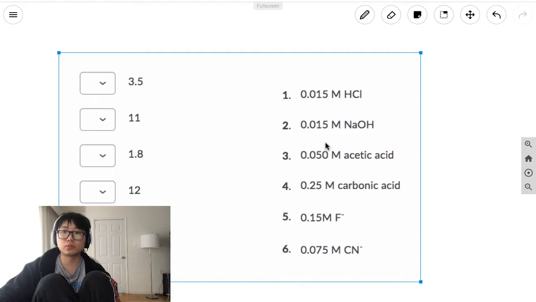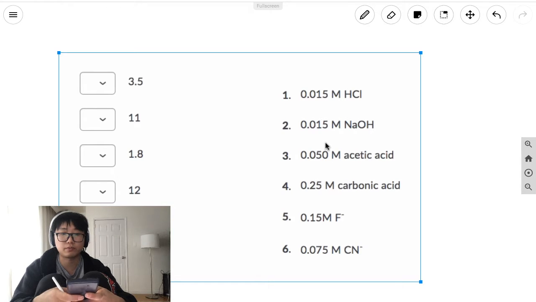What's the difference between strong and weak? Fully dissociates. 100% dissociation is something like a strong acid. So that means with 0.015 molar, you're going to get 0.015 molar of H plus, whereas something like acetic acid will be less. But we can verify that right away: just take the negative log of 0.015. And indeed, it is 1.8.